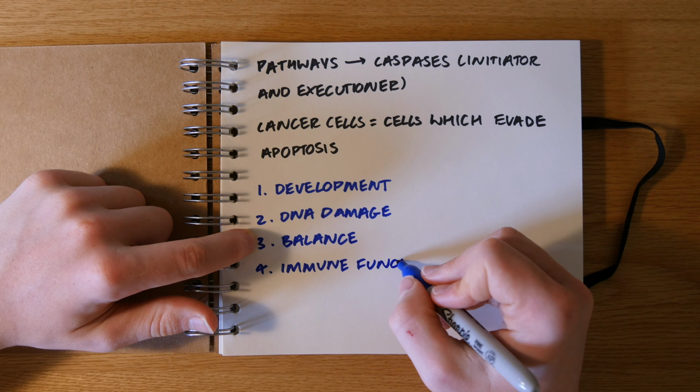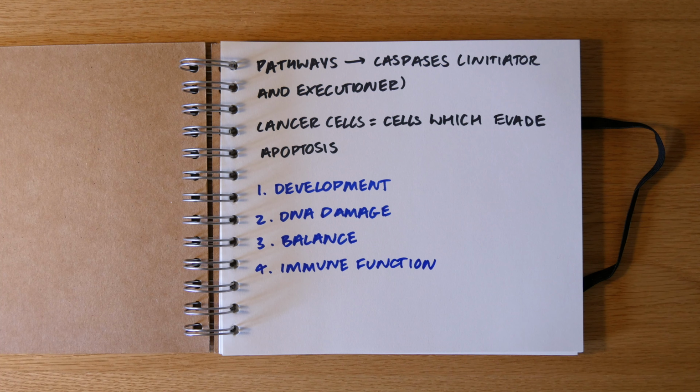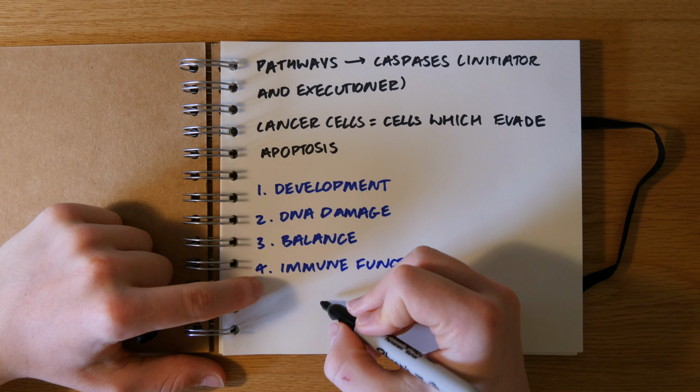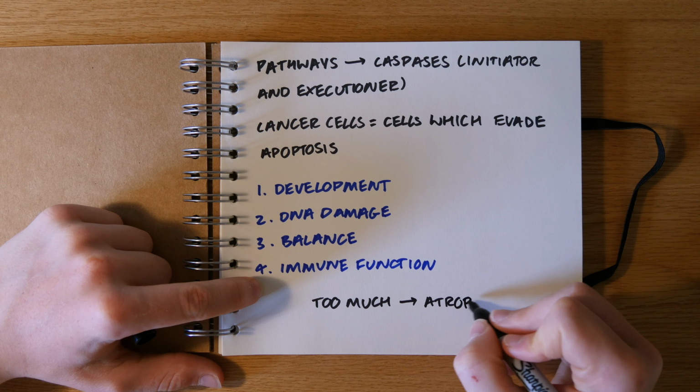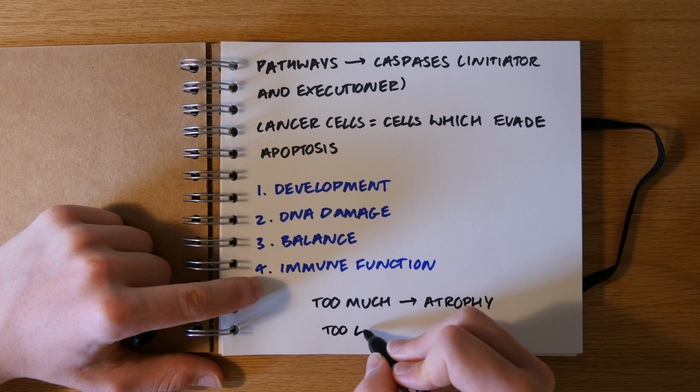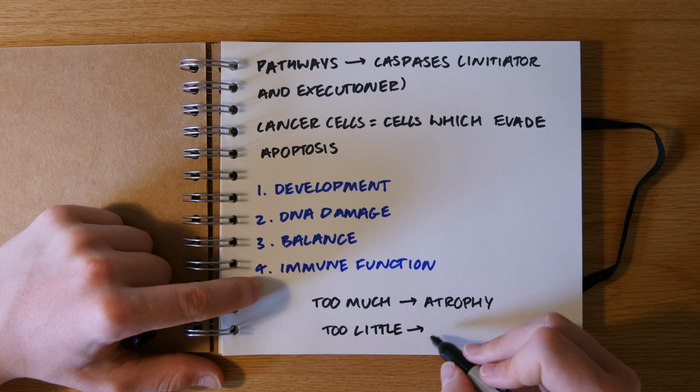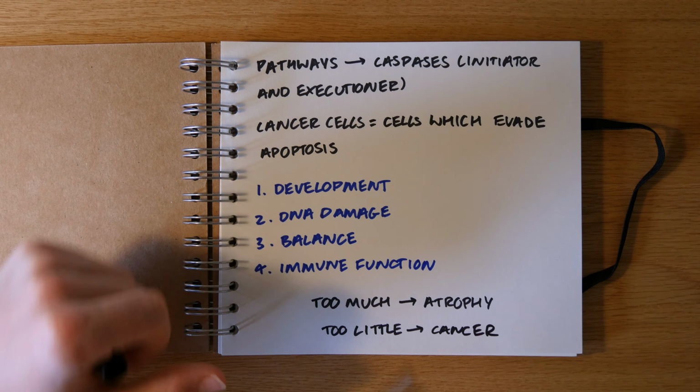Another purpose of apoptosis is for immune function. This is because new B and T cells are tested to see whether they will react to the body's own components and are destroyed if they do so, thus preventing autoimmune conditions. Maintaining a healthy balance of apoptosis is essential to our health, as too much causes atrophy, where areas of the body waste away, whereas too little causes cancer.